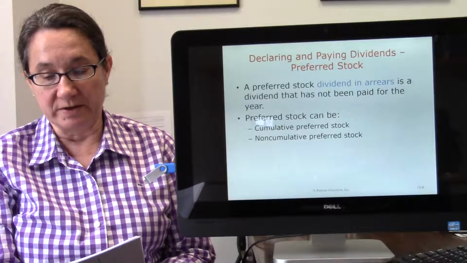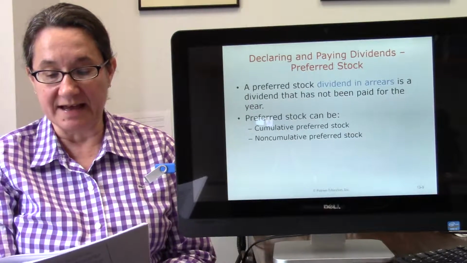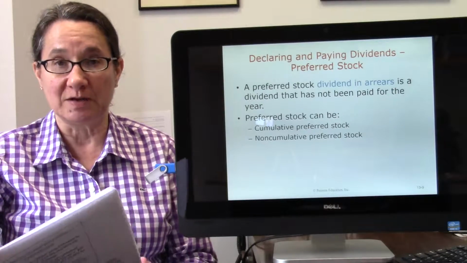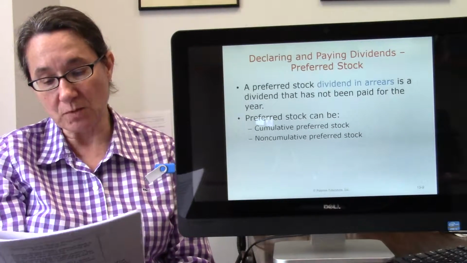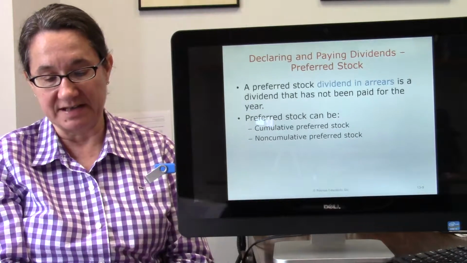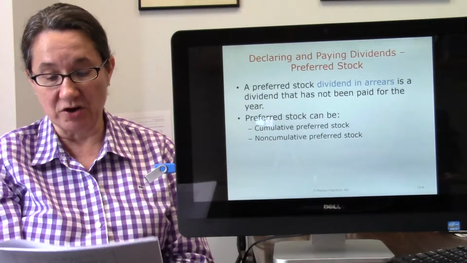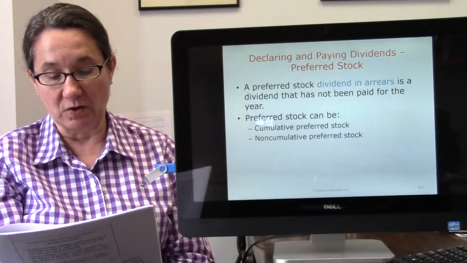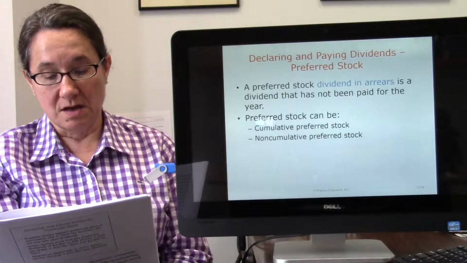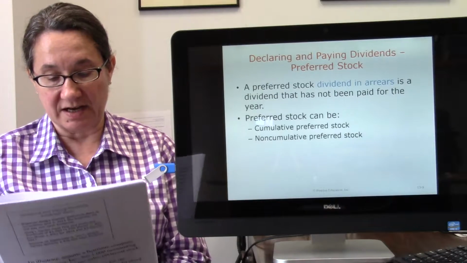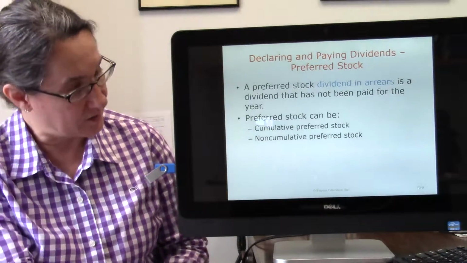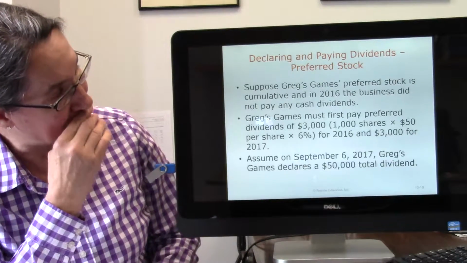A dividend in arrears occurs when the preferred dividend has not been paid for the year and the preferred stock is cumulative. Cumulative preferred stock is stock whose owners must receive all dividends in arrears plus the current year dividend before the corporation pays dividends to the common stockholders. Non-cumulative preferred stock is preferred stock whose owners do not receive past dividends. So let's take a look at how these things work.